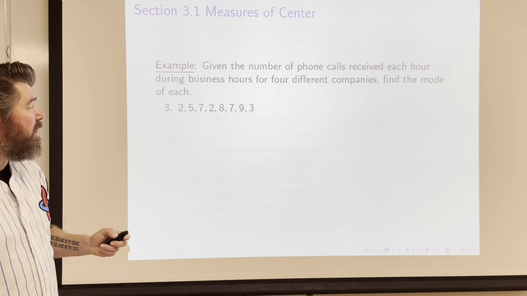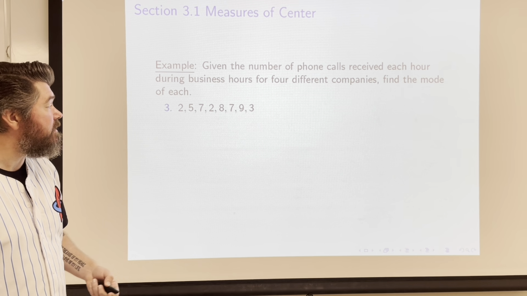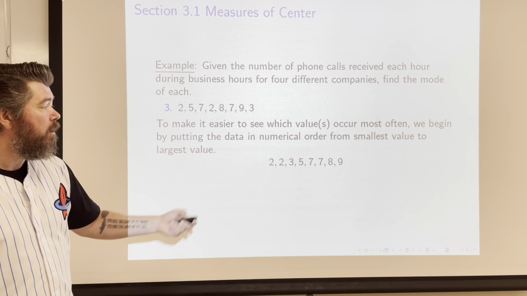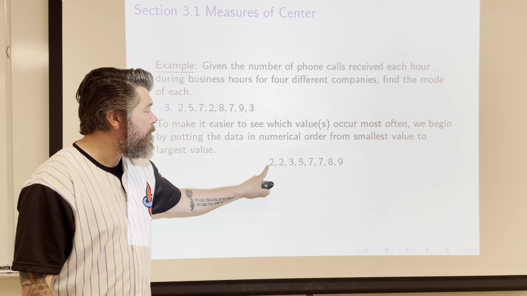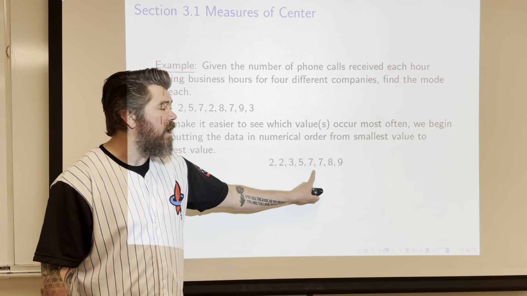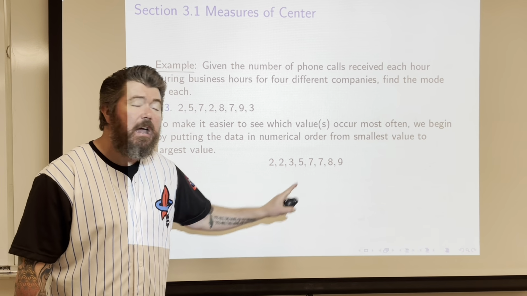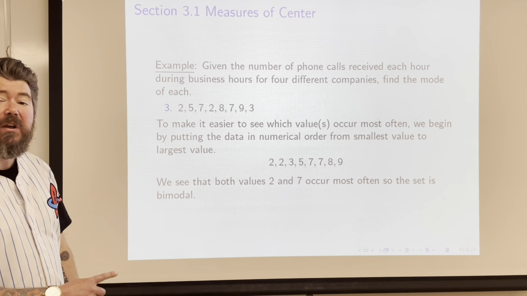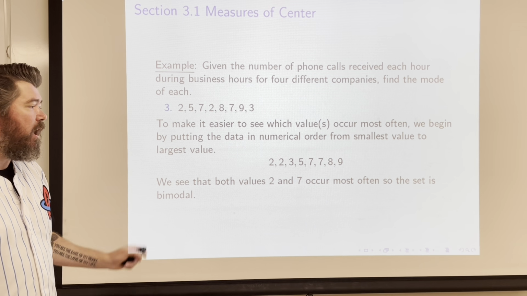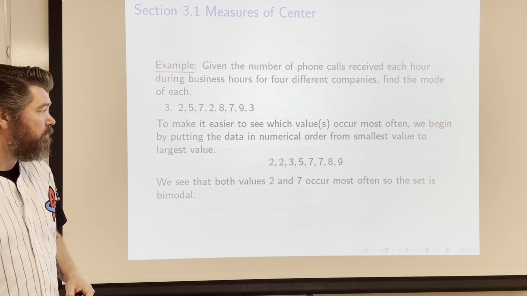Our third company here, I'm going to play the same game. I'm going to order from smallest to largest. Now I notice that my 2s and my 7s stand out. 2s and 7s both occurred twice. So in this case, 2 and 7 are the modes, and the set is bimodal.